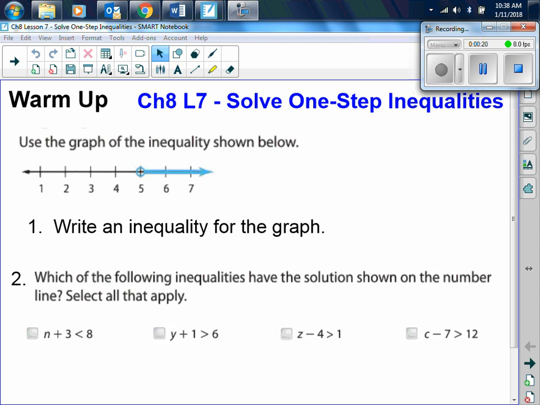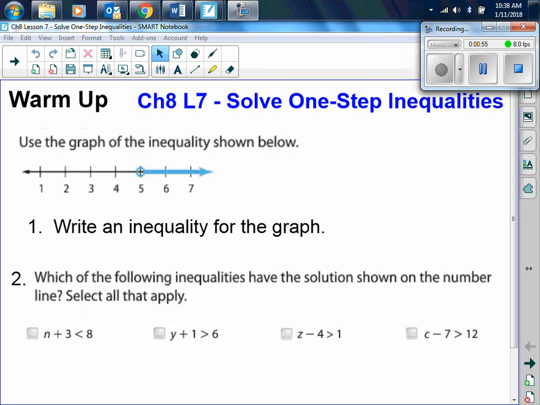Okay? So when we look at that graph, we have to look at what side the line is shaded on, right? We also have to look at what kind of circle there is, and we need to look at what's the important number, okay? So, when we look at the number line, what side are we shaded on? We're shaded on the right-hand side. So, is that going to be a greater than or a less than? That is going to be a greater than. Shaded on the right-hand side, it's going to be a greater than.